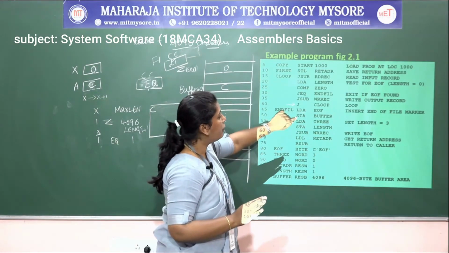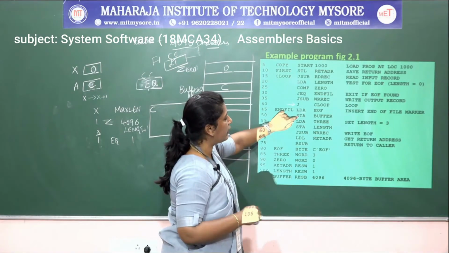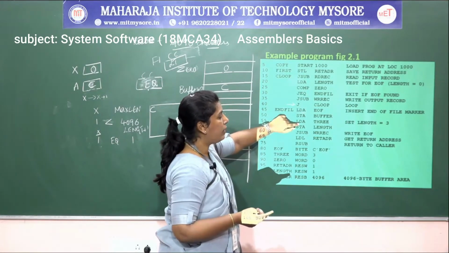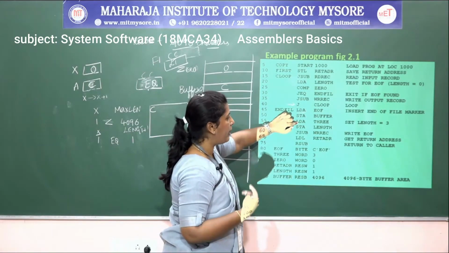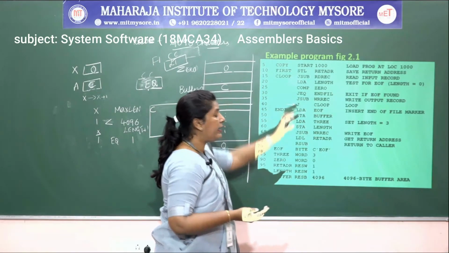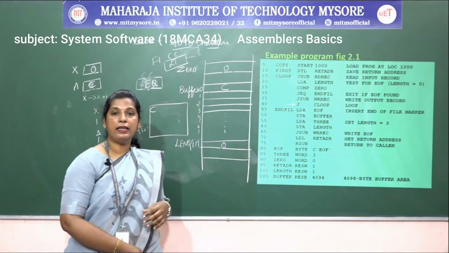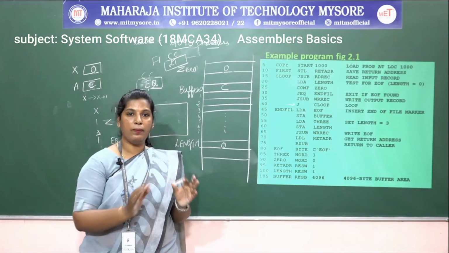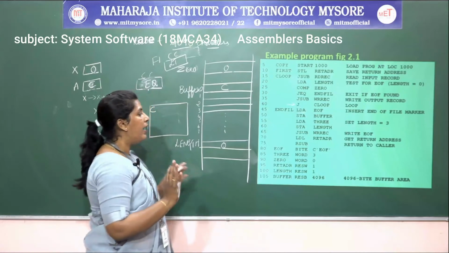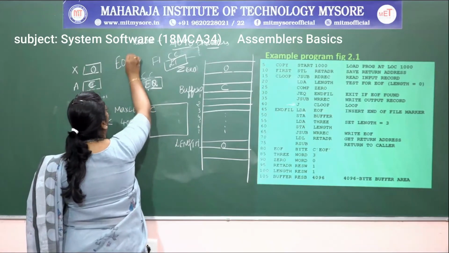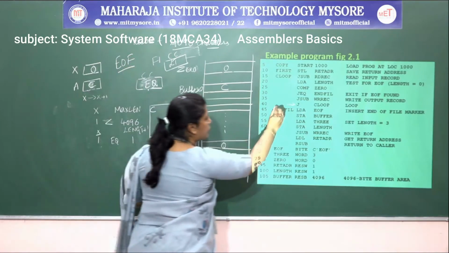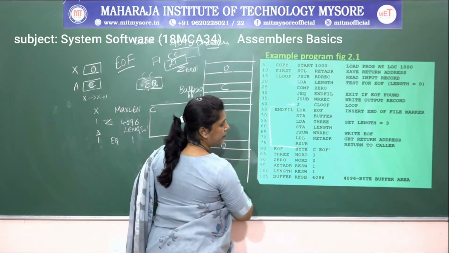After that we store the accumulator to the buffer, and then load the accumulator with the maximum length, which is 3. Again I want to display that end of file. There are no more records to be displayed, so at the end I want to display only that EOF onto the screen. For that, this code will be executed.